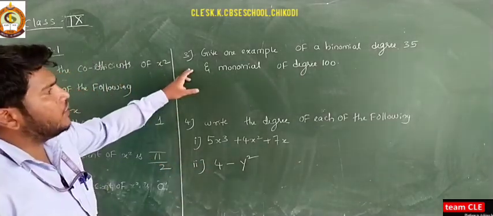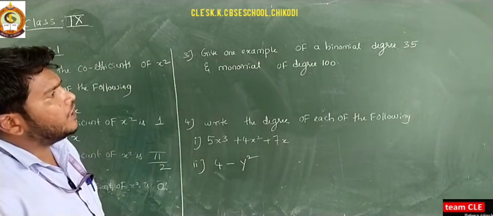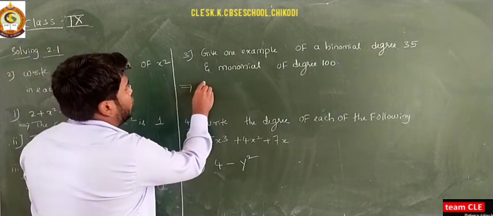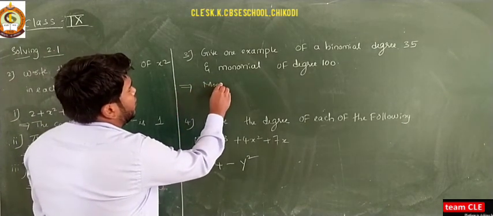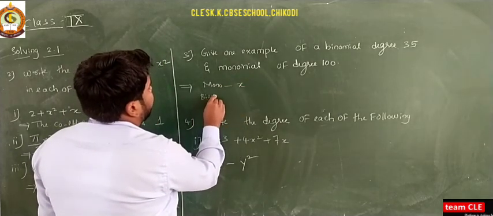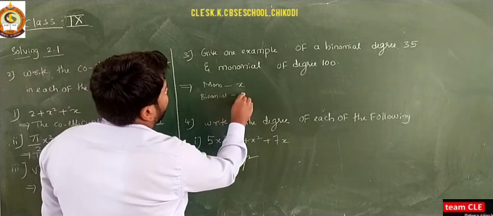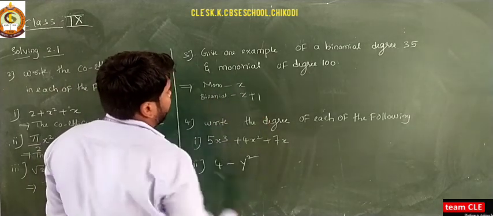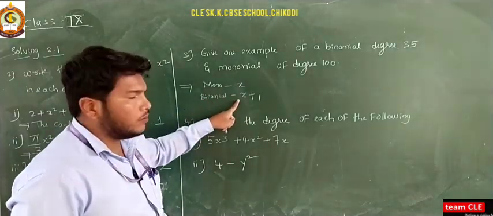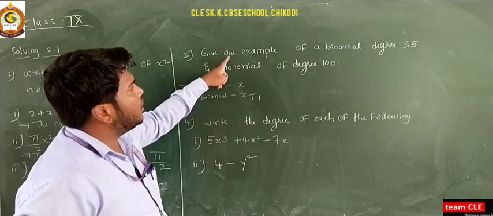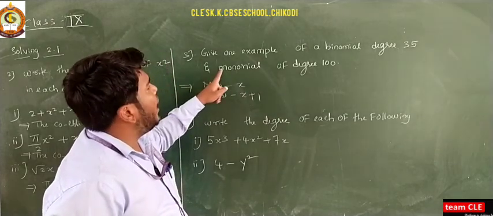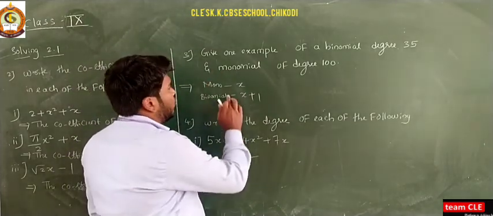Next question says, give an example of a binomial of degree 35 and a monomial of degree 100. Monomial means an expression containing only one term, and binomial means an expression containing two terms. The question says, give an example of a binomial of degree 35 and a monomial of degree 100. So I write a monomial of degree 100.